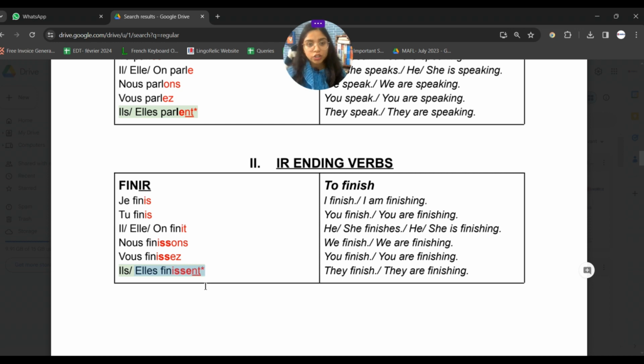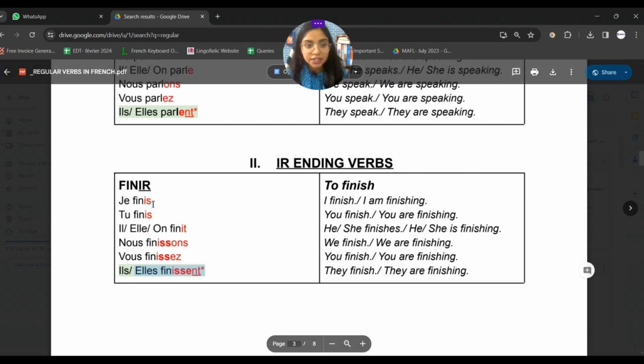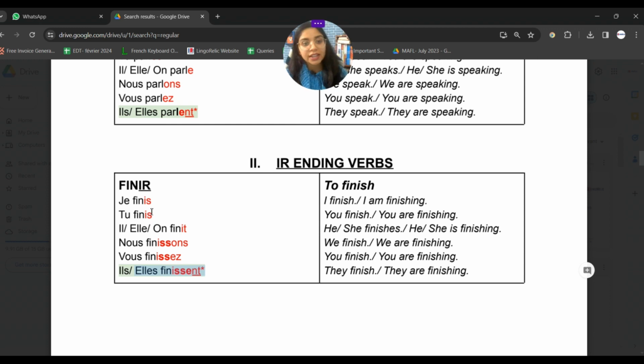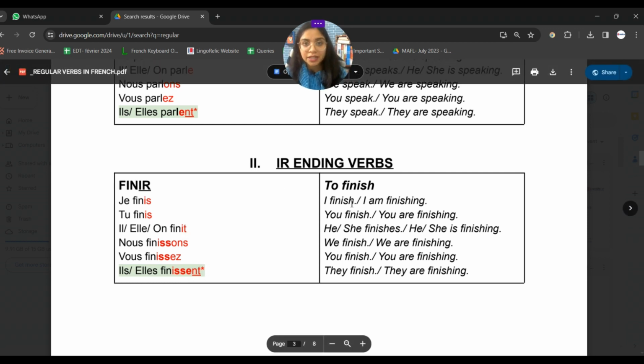So when you look at this conjugation here, you have "is", in which the S is silent. Tu finis, again the S is silent. Il, elle, on finit, the T is silent. Nous finissons. Please pay attention, I'm saying finissons. The double S is going to be sounded as "se", and ONS is "on". Then vous finissez. Again, double S is sounded as "se", and EZ is the sound of "A". Finally, you have ils, elles finissent. The reason why I'm pronouncing it as "is" is because ISS is "is", and NT again is going to be kept silent here. So let's understand the meaning of this now.